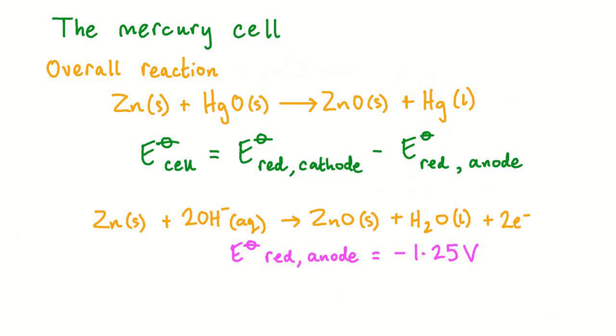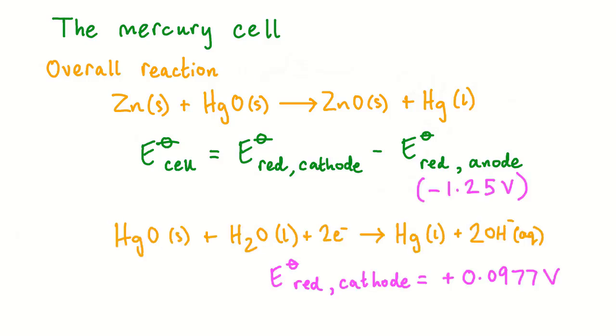Standard reduction potentials are measured against the standard hydrogen electrode under standard conditions. The standard hydrogen electrode is by reference given a voltage of 0 volts. The standard reduction potential for the anode in this cell is negative 1.25 volts.